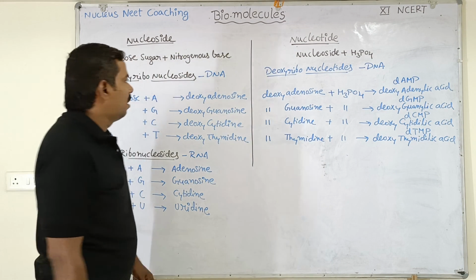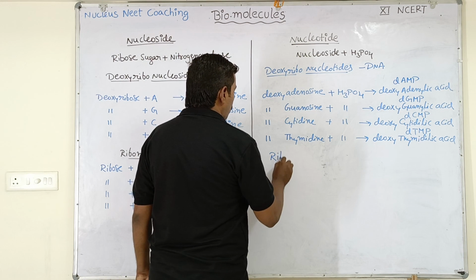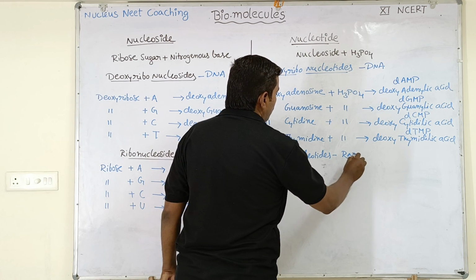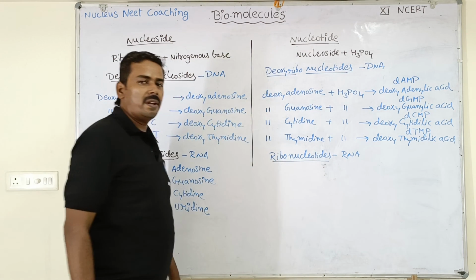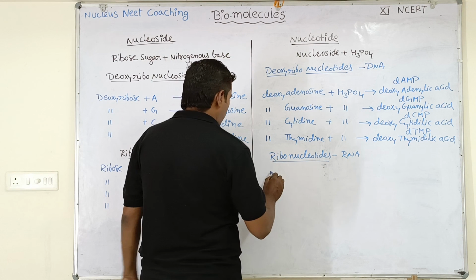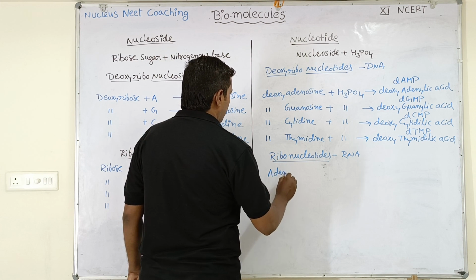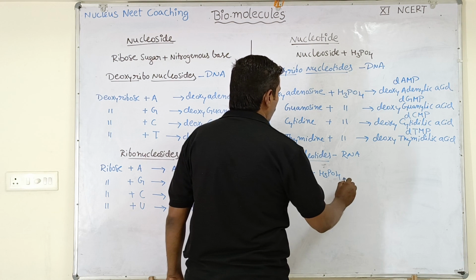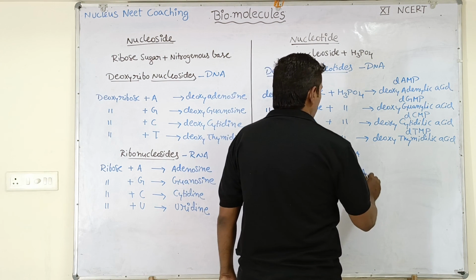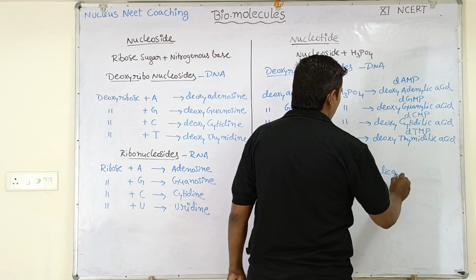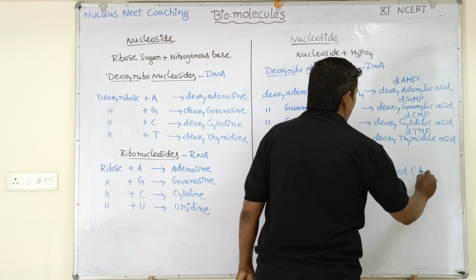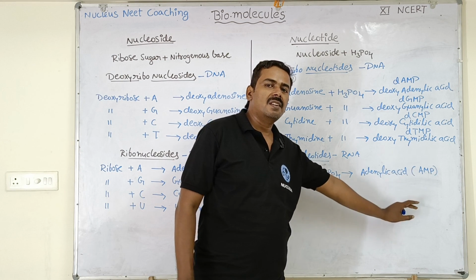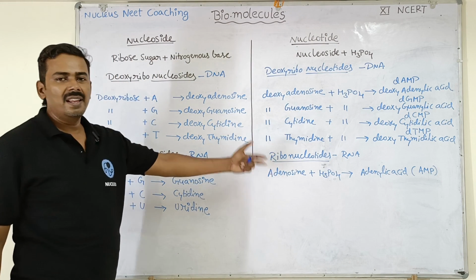Then what about the corresponding ribonucleotides? Ribonucleotides, obviously they will be present in RNA. So what are the four types of ribonucleotides possible? So already we have written here adenosine. Adenosine plus phosphoric acid, H3PO4, gives rise to just adenylic acid. You can simply write this as AMP, adenosine monophosphate. There is no D. We have removed D. Deoxy is not there. Just it is adenosine monophosphate, otherwise called adenylic acid.